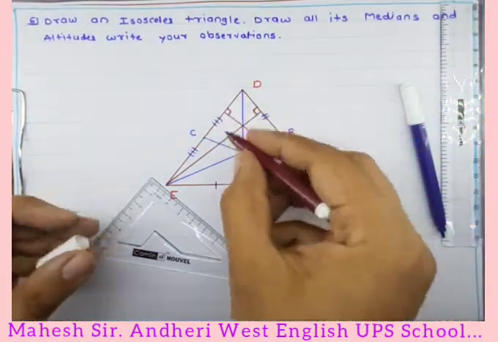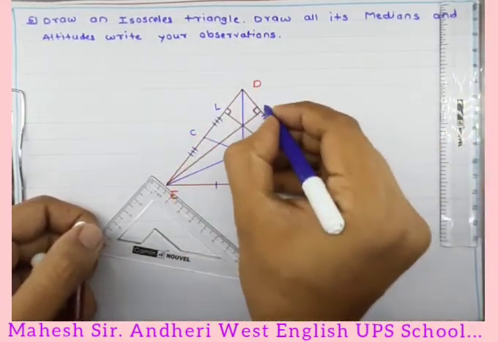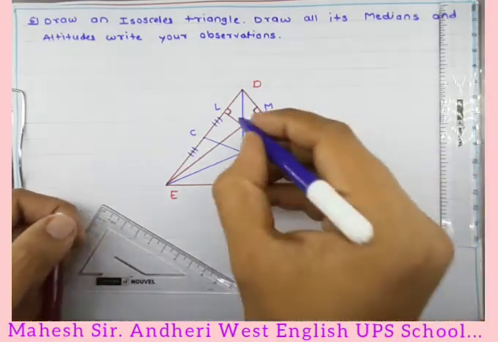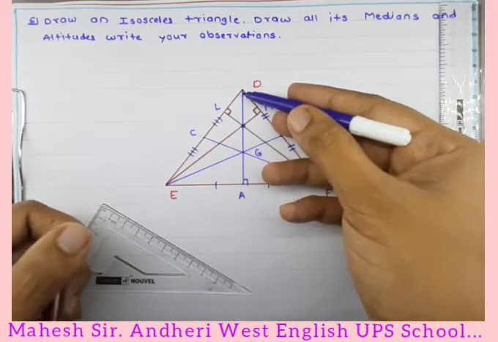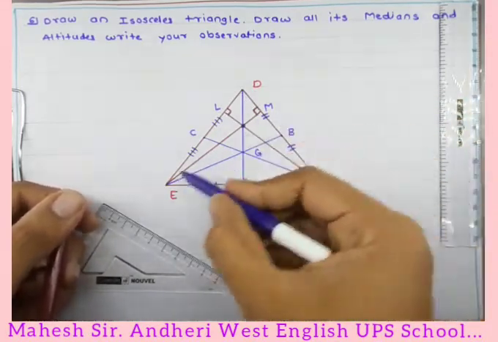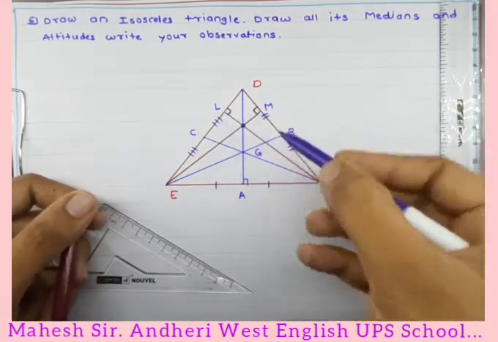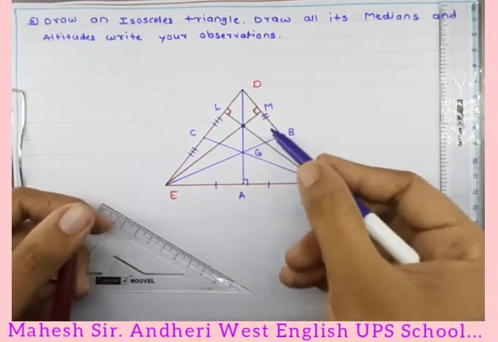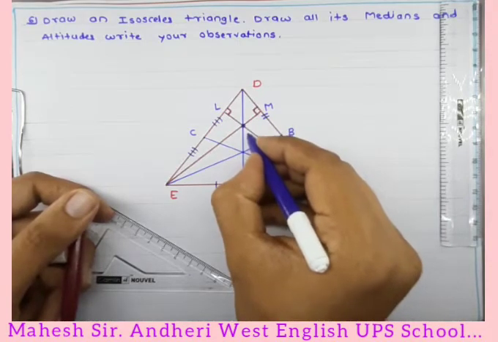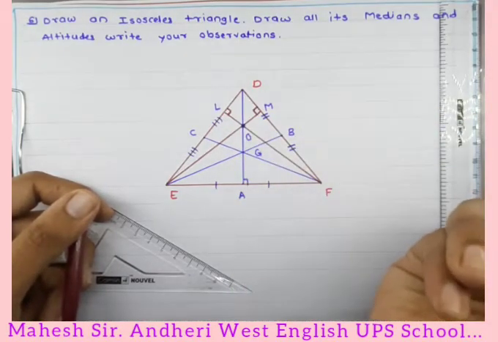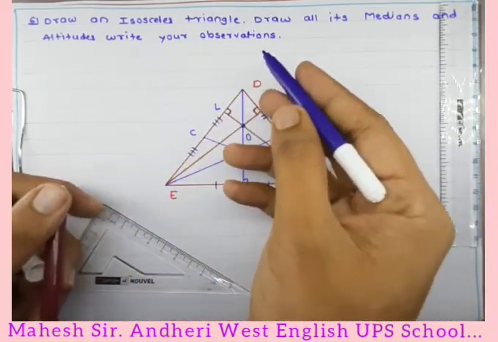Right, so I will draw all the three perpendiculars. Let's name them. These are the three perpendiculars. That is, first is DA, second is EM, and third is FL. So in the case of the three altitudes, the point of concurrence, that is O, is here. So what is our observation here, students?